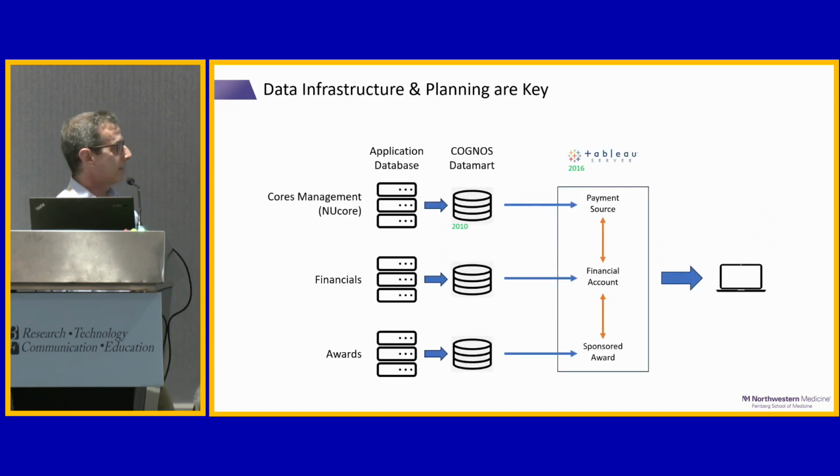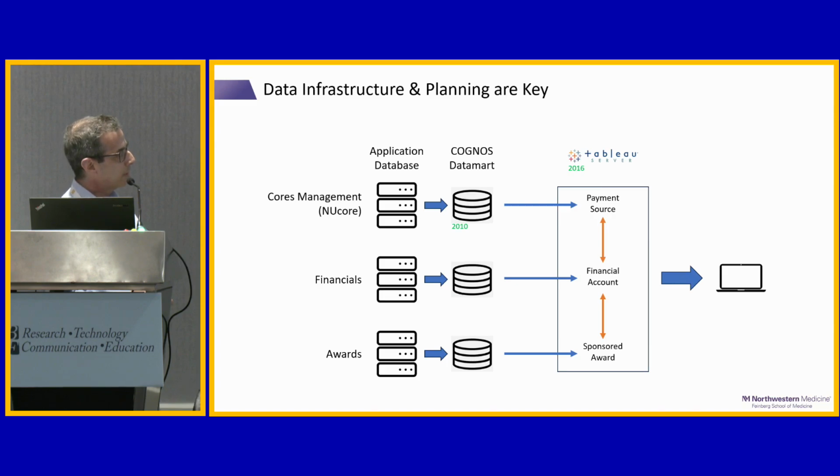So I like to stop just for a moment and talk about data. To do any of this analysis requires that you have data. And when you go to put your reports together, it's too late. You have to put the structures in place in advance, knowing that you're going to want to do this type of analysis. So the business reporting system at Northwestern is Cognos. There are obviously already financials and awards data marts.